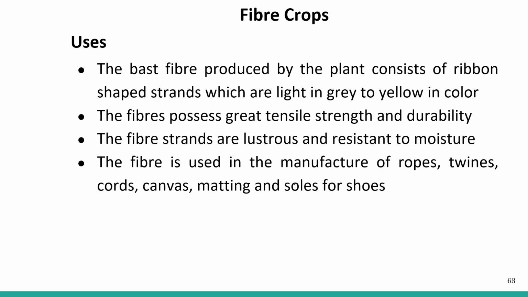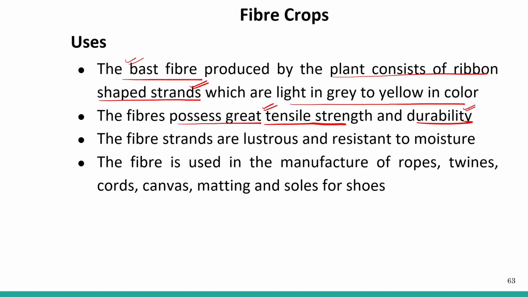Uses. Now, the bast fiber, we know what the bast fiber is. So this bast fiber produced by the plant consists of ribbon shaped strands which are light gray to yellow in color. The strands are ribbon shaped and the fiber possesses great tensile strength and durability. So these are the characteristics of the fiber that we obtained from Crotalaria juncea. That is, it has good tensile strength and is quite durable also.